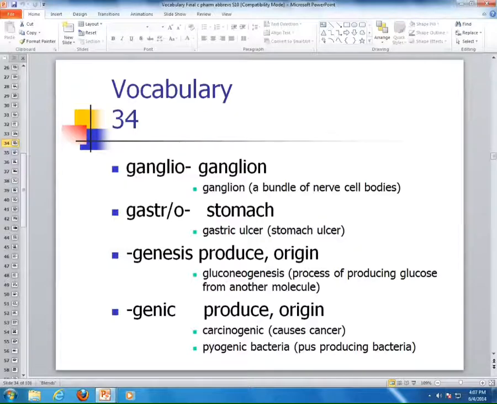If you see genesis in a term, it means that it's producing or originating something. We saw the term angiogenesis last time. That is, that tumors are good at producing or encouraging angiogenesis, the formation of new angios, new blood vessels. Genic, same thing, to produce. So carcinogenic, something that's carcinogenic is something that causes cancer. Or, as we'll see, pyogenic bacteria. Pyo is pus. So a pyogenic bacterium is one that is producing pus.